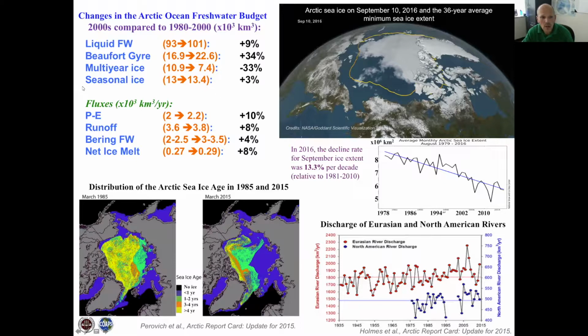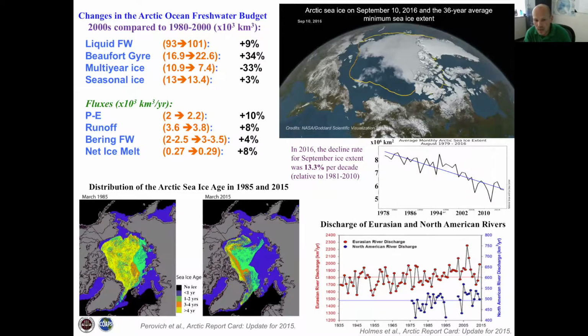This slide summarizes the most notable changes in the freshwater budget and freshwater fluxes. As you can see, all components of the freshwater budget have been increasing except for the multi-year ice. As you know, the multi-year ice has been decreasing in the Arctic Ocean in the 21st century. And this results in noticeable net ice melt. So the multi-year ice was melting and was replaced by seasonal ice, but the excess solid freshwater became net liquid freshwater. That's why we have positive net ice melt, plus 8%. So all the fluxes are increasing, and overall the Arctic Ocean freshwater budget has been increasing in the 21st century.